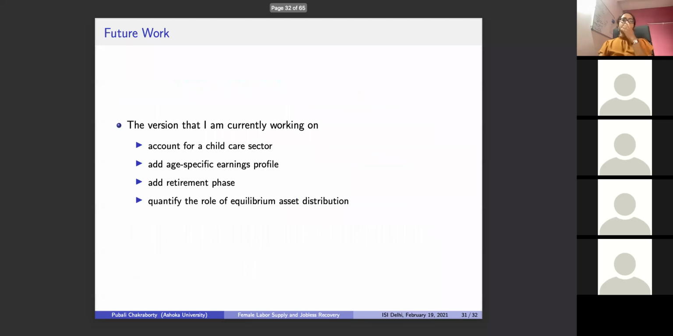What I'm currently working on is, as I showed you, the childcare sector, which I introduced in terms of the policy comparison. But since the main finding of this paper is that there is a cost of raising children, which seems to have reduced over time, I am accounting for a childcare sector and resolving the model to see how changes in the price associated with childcare would feed back into the decisions of households endogenously.